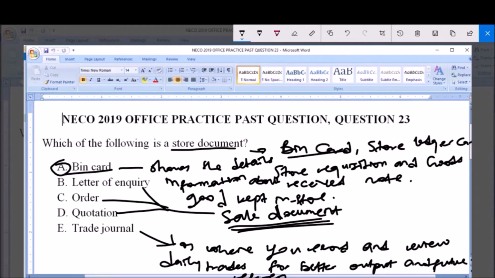So therefore trade union also is not, trade journal is not a store document. And so the only store document in this option is option A, that is bin card, because it shows the detailed information about goods kept in store. So the answer to this question is option A, bin card.